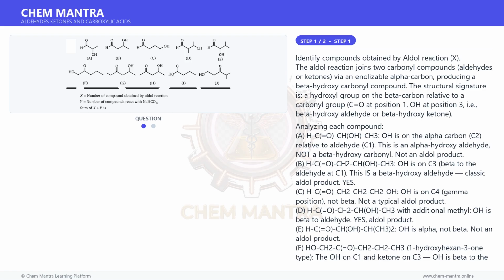Yes. C, HC=O, CH2CH2CH2, with OH on C4, gamma position, not beta. Not a typical aldol product. D, HC=O, CH2CH, CH3 with additional methyl, OH beta to aldehyde. Yes, aldol product. E, HC=O, CH, CH(CH3)2, OH alpha, not beta.